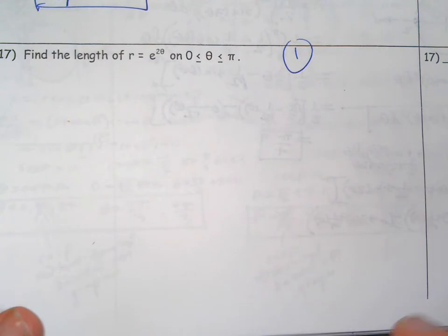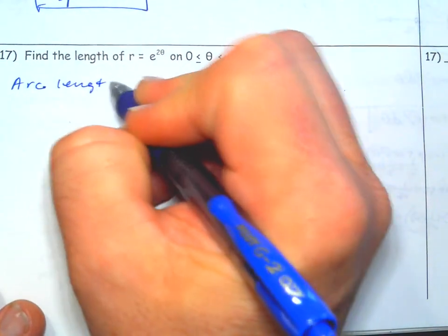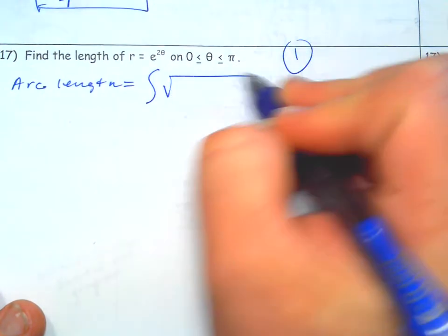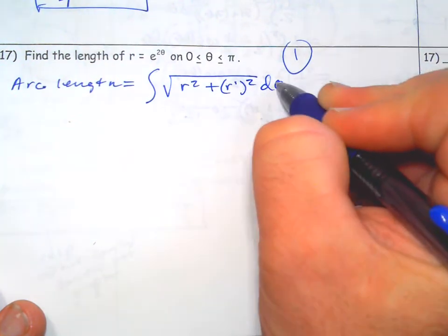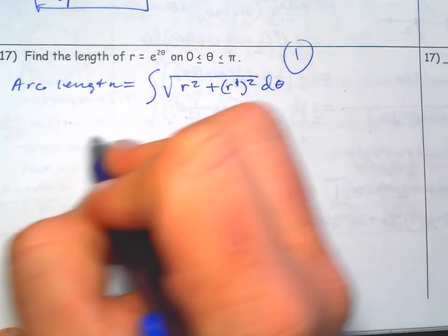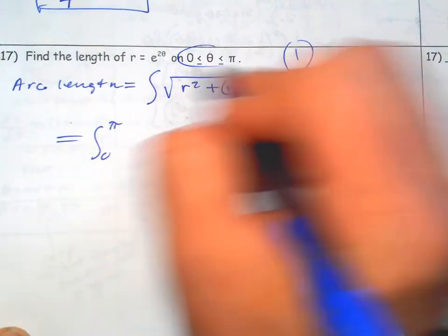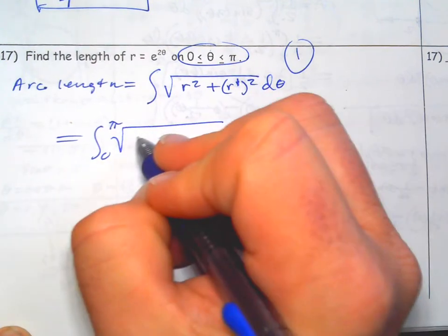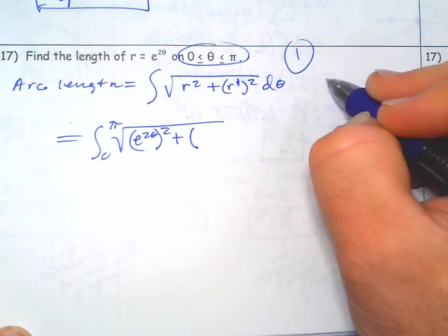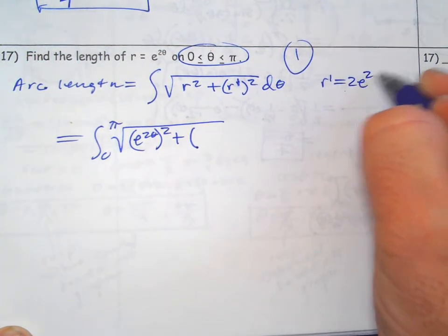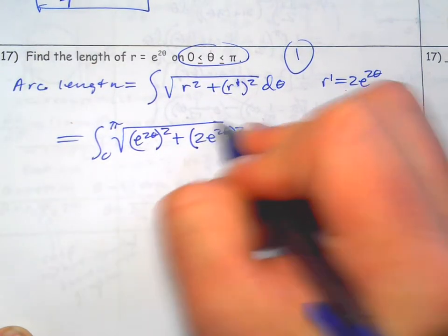Okay, last one, arc length. So the arc length formula, which you might go ahead and write down, is the integral of the square root of r squared plus r prime squared d theta. That's what we finally developed. So for us, that's going to be 0 to pi, and we're going to plug in e to the 2 theta squared, and the derivative of that, r prime equals 2e to the 2 theta, right? So that's going to be 2e to the 2 theta squared.